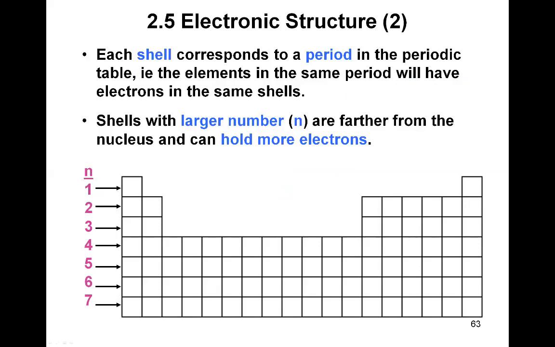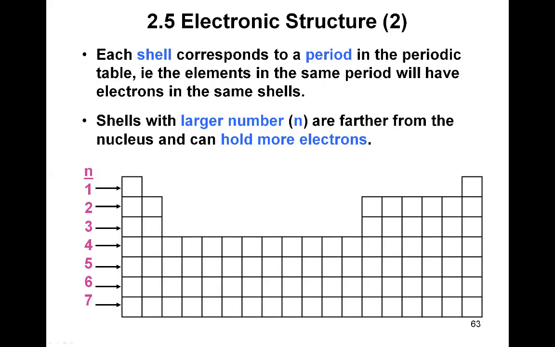Each shell corresponds to a period in the periodic table. Remember, periods are the rows. So elements in the same period will have electrons in the same shells. And you can see that the first period, the first shell, has only 2 elements, and you can only fill that shell with only 2 electrons.